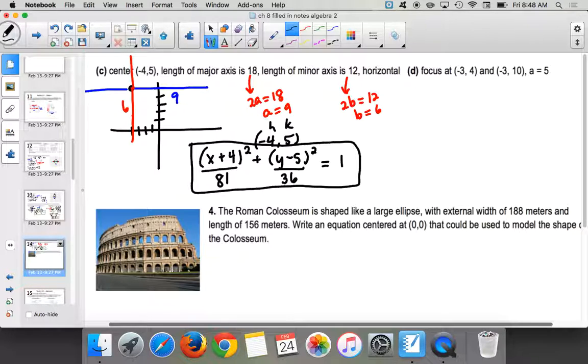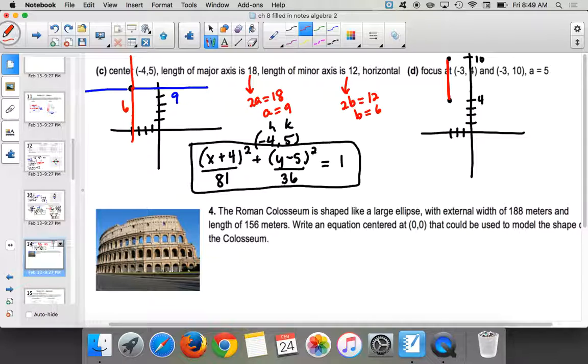All right. This one's saying we have the focus at -3, 4, and then the other focus is way up there at -3, 10. I should have drawn this better. So if I go from 4 to 10, how many units long is this? 6 units long, right? So where's my center? It's in the middle. What point's going to be in the middle? -3, what? Yep, exactly. So my center is going to be at -3, 7.